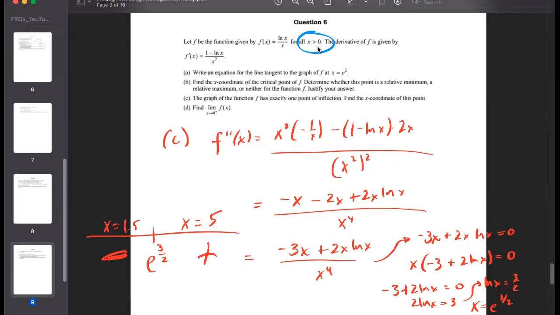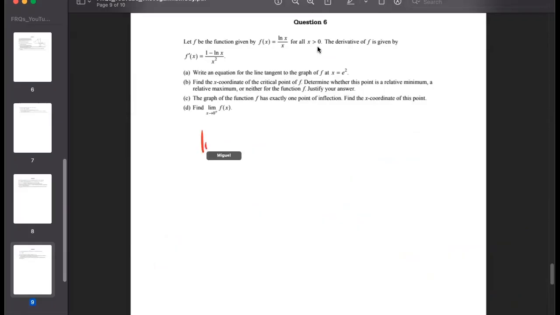All right, so let's go ahead and go to part D. The limit as x approaches 0 from the right side of f of x. Well, luckily for us, we already have this function. So that's ln of x over x. Okay, so let's think about what's going on here.